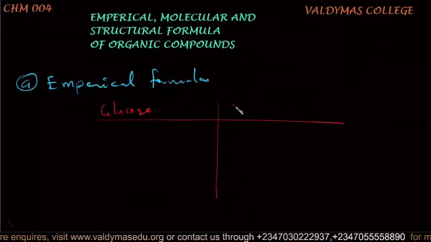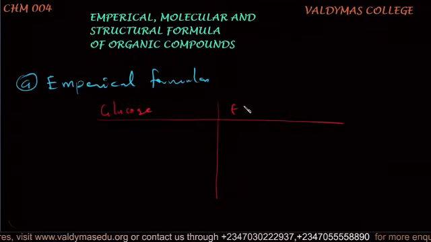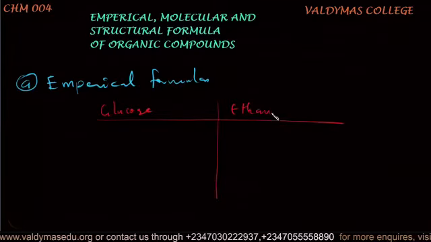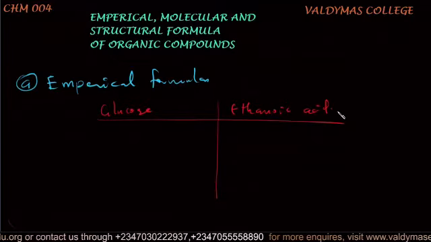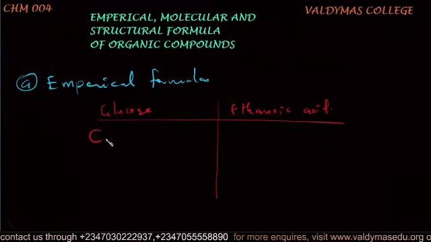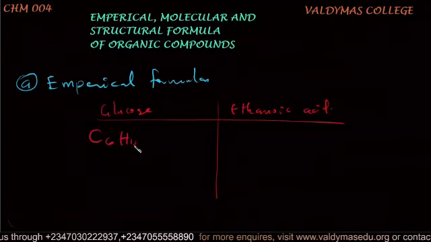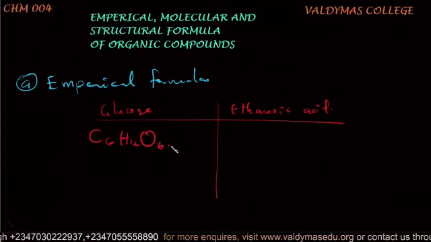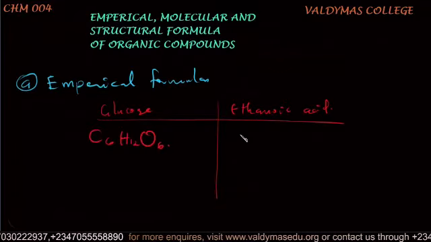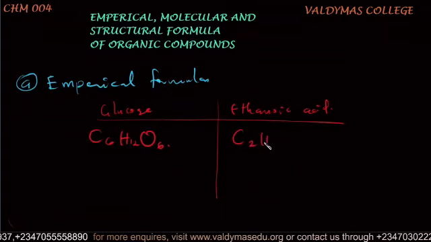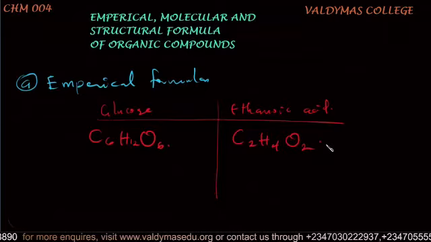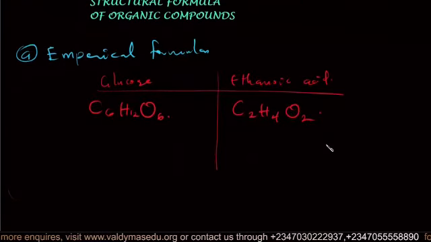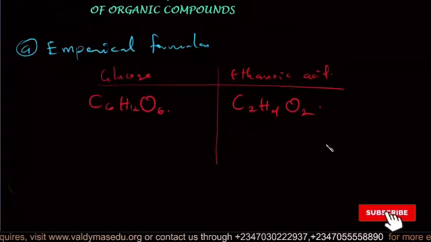So we have glucose here and ethanoic acid. Glucose has this formula, C6H12O6. Also, we have ethanoic acid with this formula, C2H4O2. This is the actual formula of this compound.